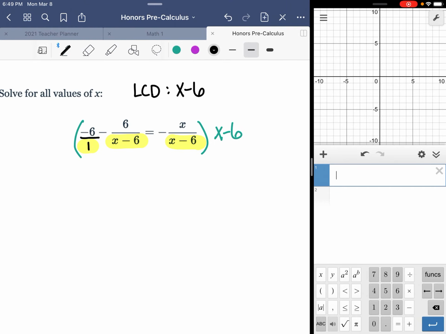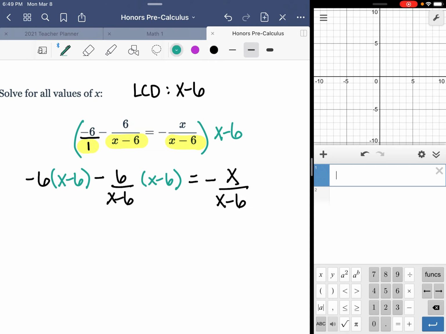All right, so I'm going to do negative 6 times x minus 6. Minus 6 over x minus 6 times x minus 6 equals negative x over x minus 6 times x minus 6. So we can see that in doing this, I've distributed to every piece in my problem. All right, so let's simplify some here.